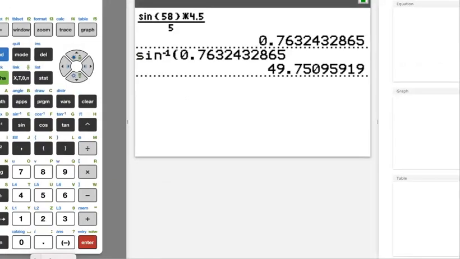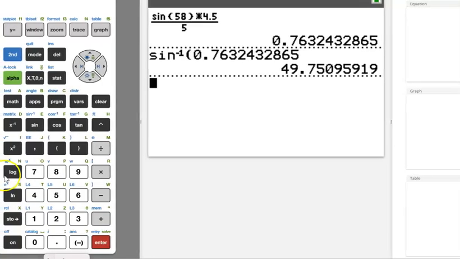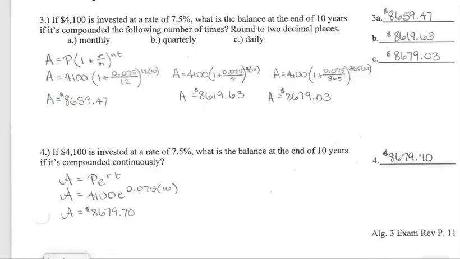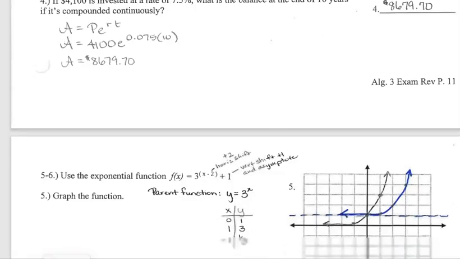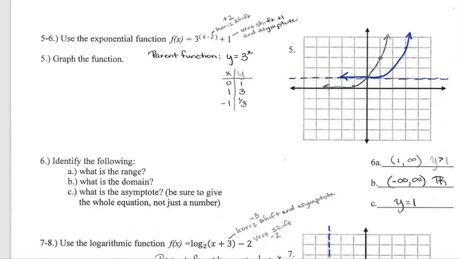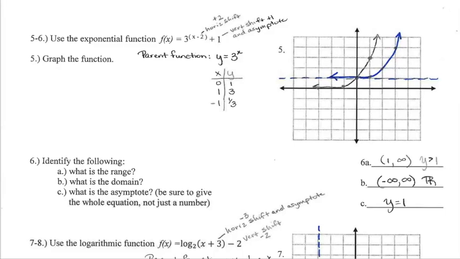Now, if you've forgotten where E is on your calculator, here it is right here. So you can do E to the. There is also another E button right here that already puts the exponent on there. So either one of those, perfectly fine. All right, then for numbers 5 and 6, we're working with exponential functions and some information about them.